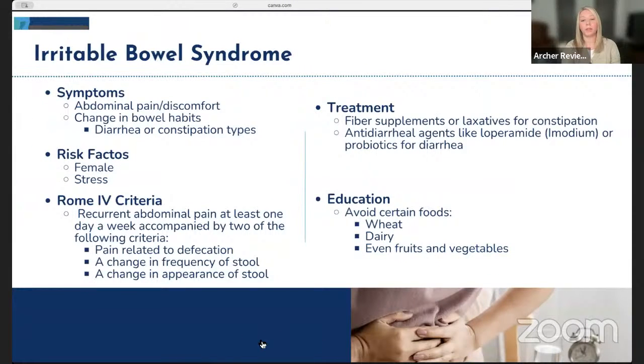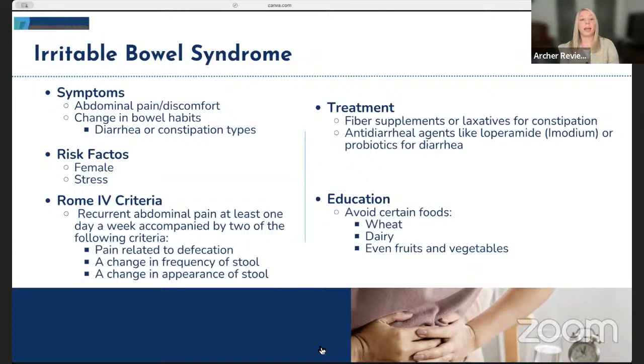All right, let's move on to irritable bowel syndrome. So, irritable bowel syndrome is a common GI condition characterized by abdominal pain, discomfort, and bowel habit changes. There are two types, IBS-C, which is IBS constipation, or IBS-D, which is IBS diarrhea. So risk factors include female gender and stress. To diagnose, we have the Rome criteria to help us out.